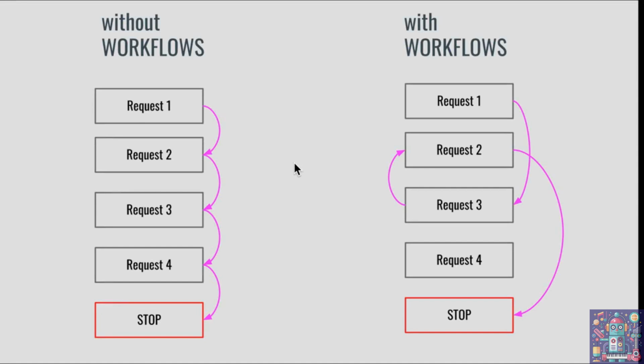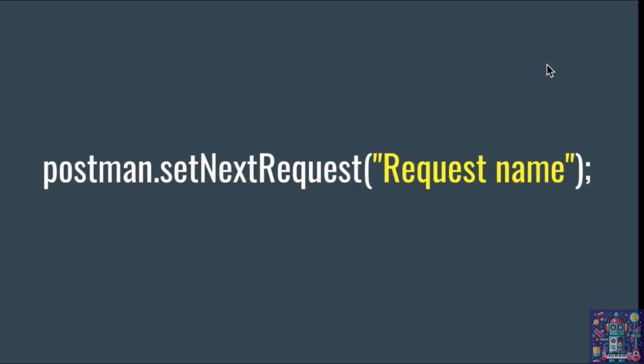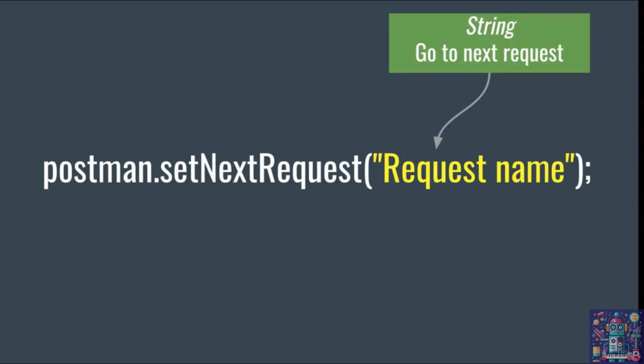Now you might be wondering, how exactly are we going to get this to work? To jump from one request to another, and even in the middle of the requests, to just stop the entire collection run. In order to override the default behavior of Postman, I'll show you how to use a built-in function called setNextRequest. This function has a very suggestive name, and when you provide a string parameter with the name of the next request you want to run, it will change the default behavior, and after the current request is completed, Postman will go to the request you indicated.